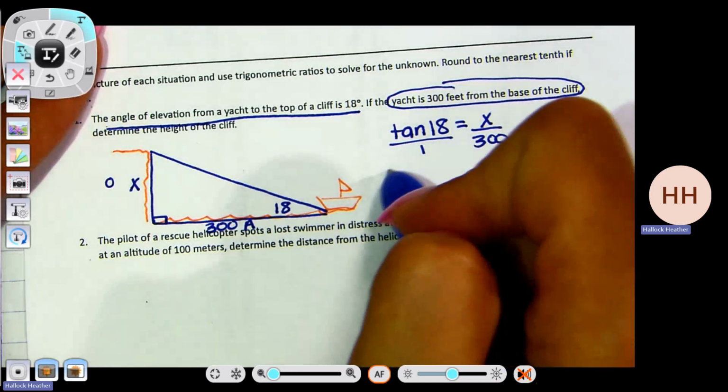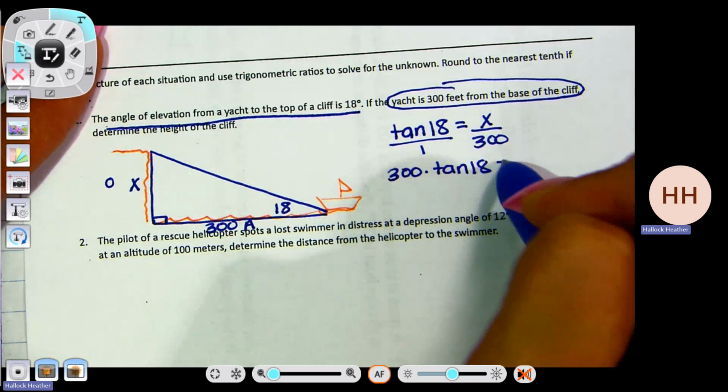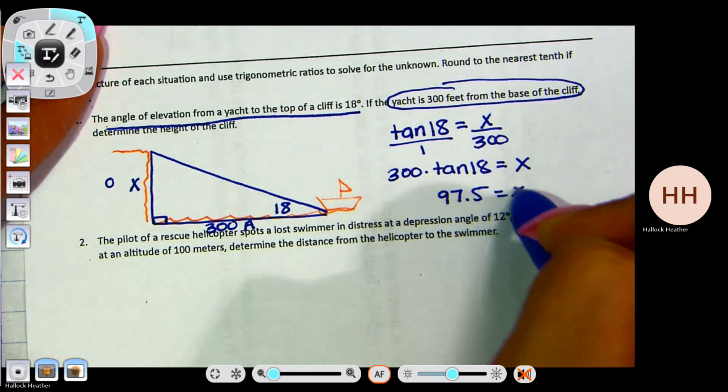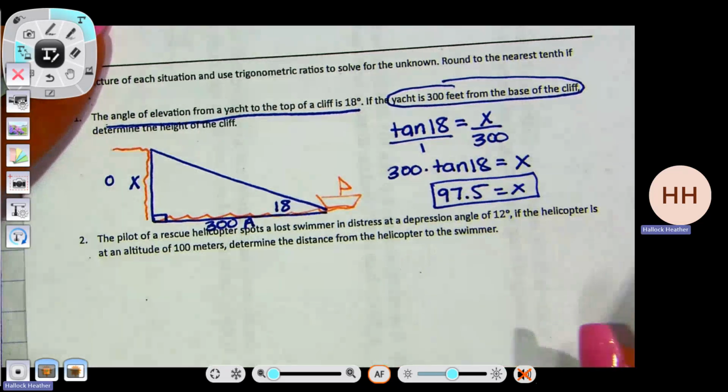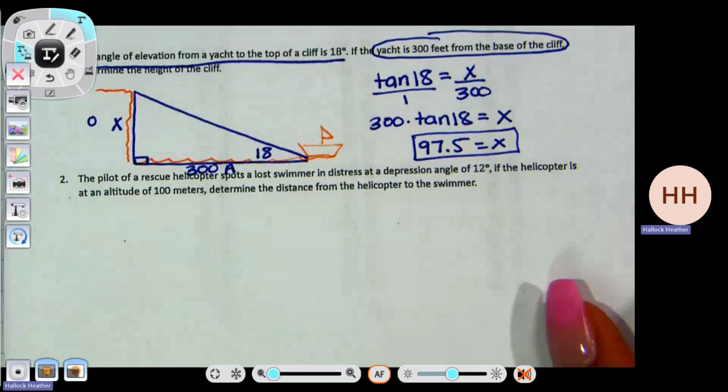Is that what we got? Yeah. Okay, nice. So this one did not have the extra step. It was just cross multiply, multiply, so 97.5. Okay, let's do number 2.